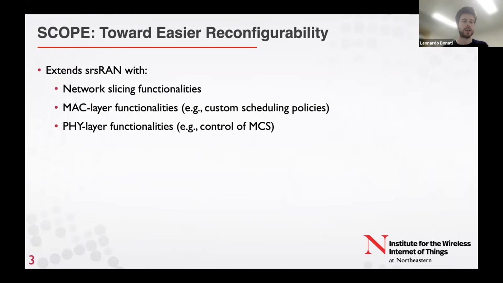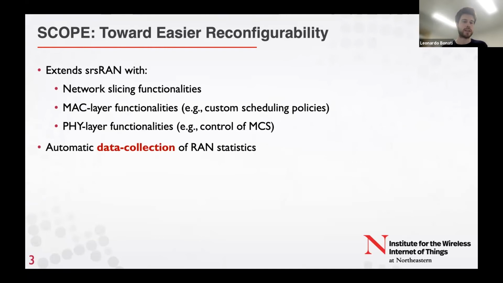network slicing functionalities, so the ability of creating virtual slices of the network that are isolated among each other, and where you can run different services with different requirements. We've added some MAC layer functionalities like custom scheduling policies, besides what was already there in SRS, and also some physical layer functionalities like control of modulation and coding schemes of users, or some power control in the transmissions between base stations and the users.